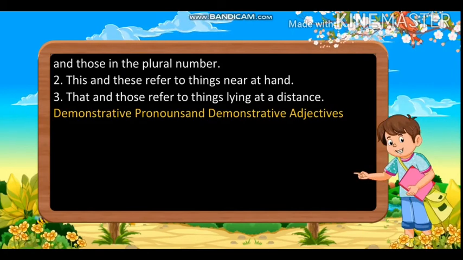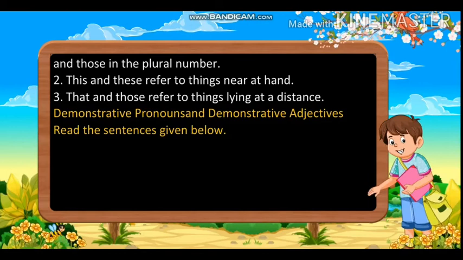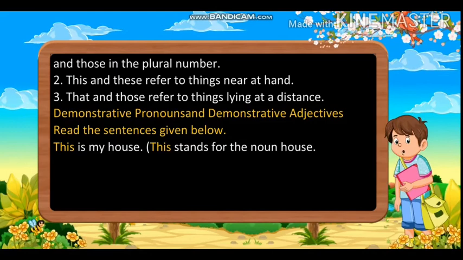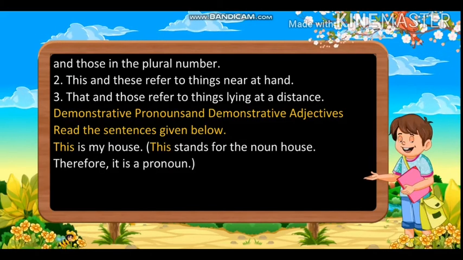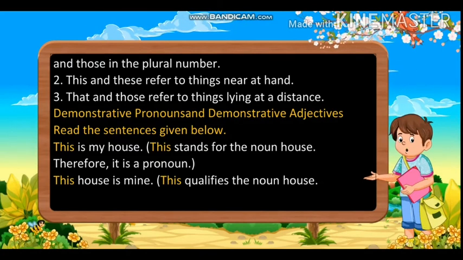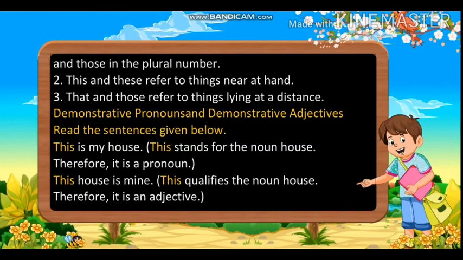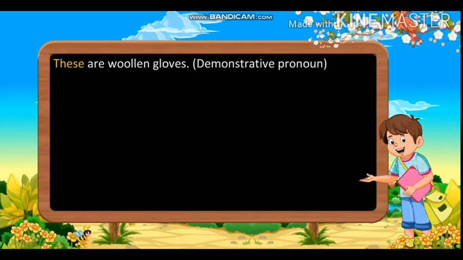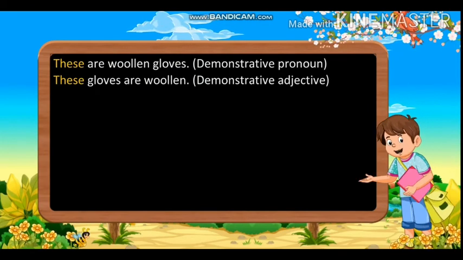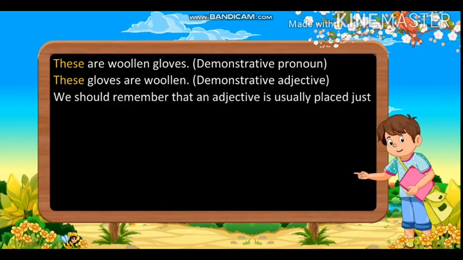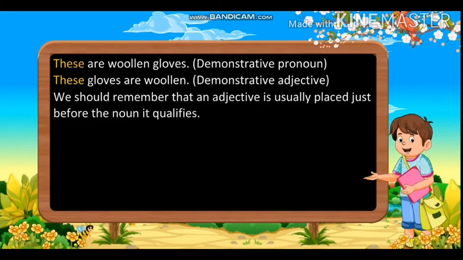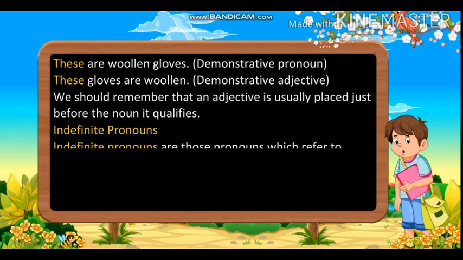Demonstrative pronouns and demonstrative adjectives are different. Read the sentences given below. This is my house. This stands for the noun house. Therefore, it is called a pronoun. This house is mine. This qualifies the noun house. Therefore, it is an adjective. These are woolen gloves: demonstrative pronoun. These gloves are woolen: demonstrative adjective. We should remember that an adjective is usually placed just before the noun it qualifies.